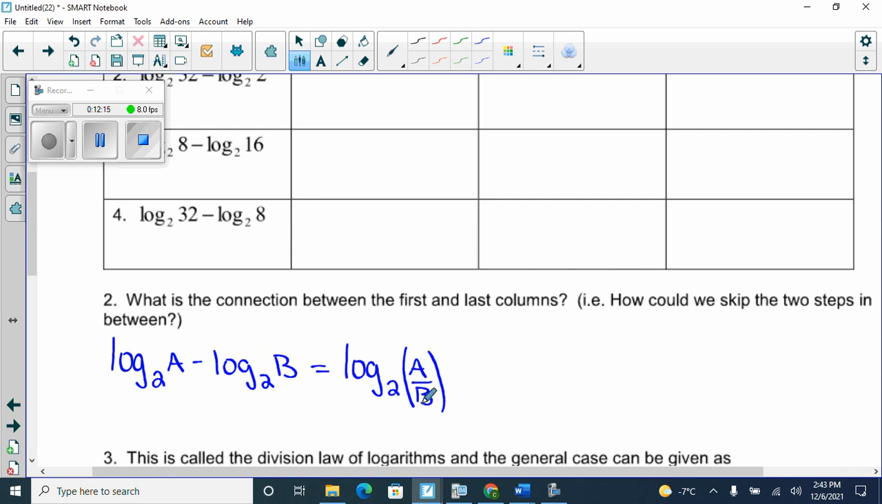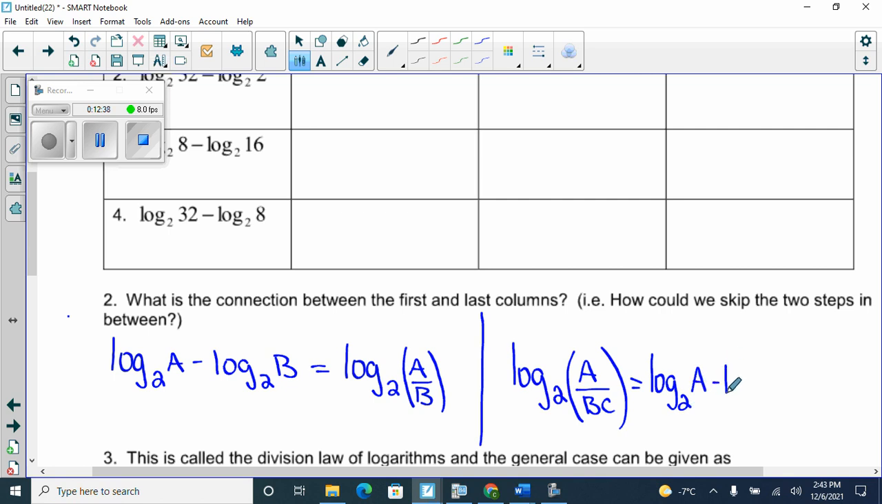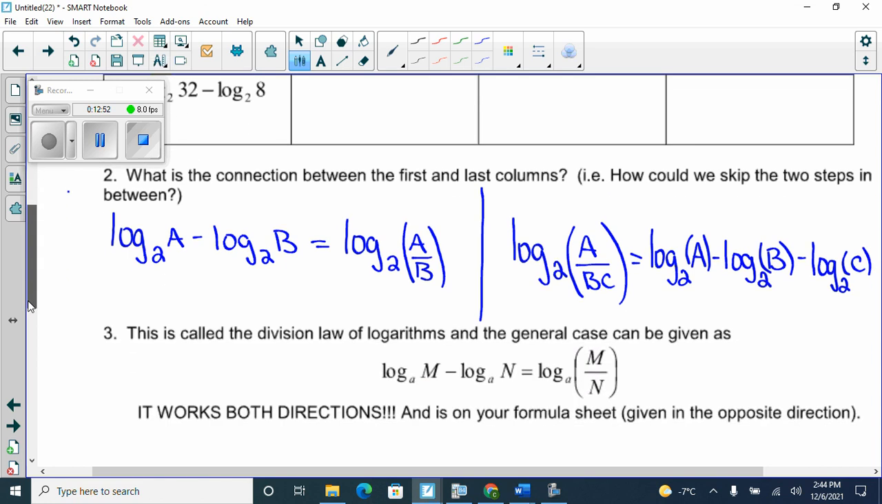So remember, most people are pretty good because they're all the same base. So it'll be like 2, 2, 2, 2, 2. Most people are pretty good with putting these together. They're really bad with remembering that they can separate. So if I have like log base 2 of AB, and let's say I add a c to the bottom, remember I can separate that by going log base 2a minus log base 2b minus log base 2c. I should have that. And then it goes with the division rule that's on your formula sheet.